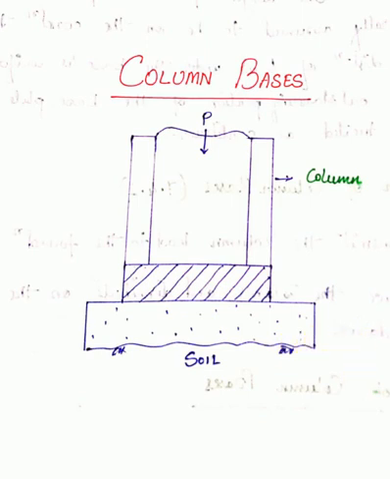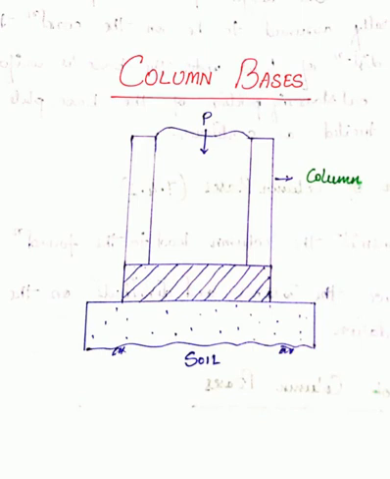The purpose of column base is to transfer the column load to the foundation, which in turn transfers the load to the soil. As the transfer of load is from the steel column to the steel base plate resting on the concrete block, the base plate requires a larger area to distribute the load on the weaker section of concrete.